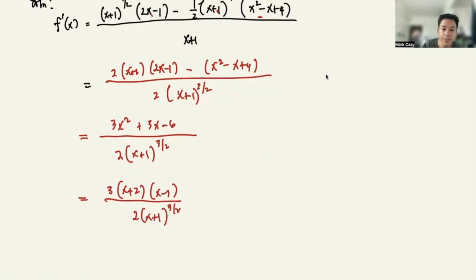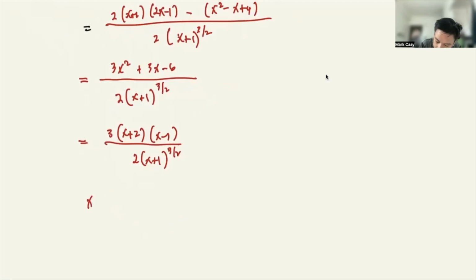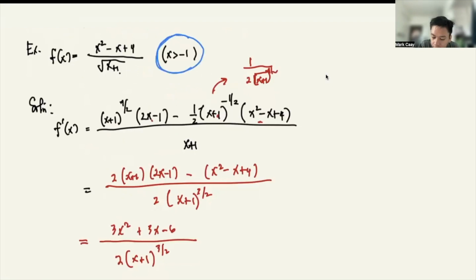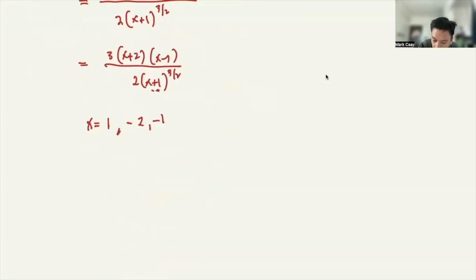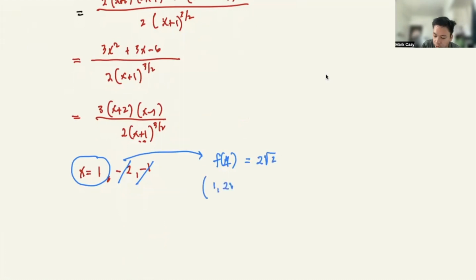So, to take the critical values, equate it to 0. But what we get is x equals 1, negative 2, and negative 1. Because it becomes undefined at negative 1, so it is included in the critical values. But what is the domain? Our domain is greater than negative 1. So this one is not included, and this one is not included either because negative 1 should be greater, right? So, the only critical value that we have is this one. In fact, if we substitute this into f of x, f of 1 gives 2 square root of 2. So, our critical point is 1, 2 square root of 2.